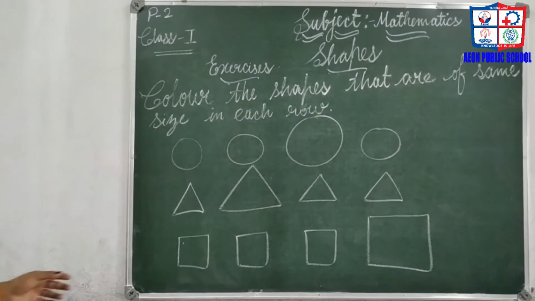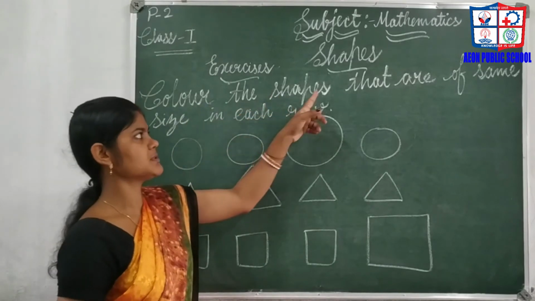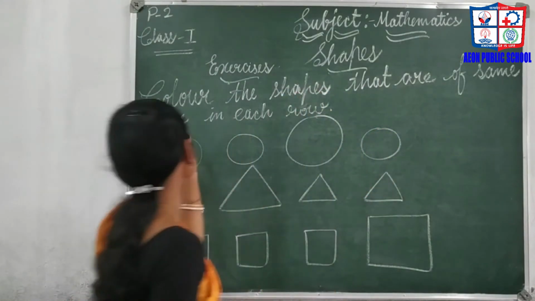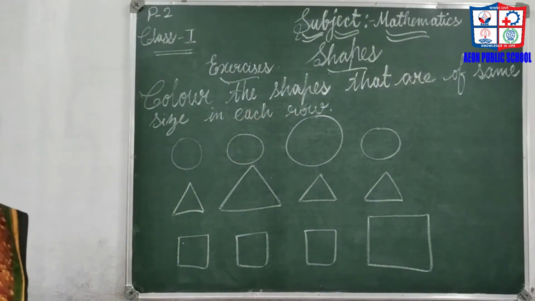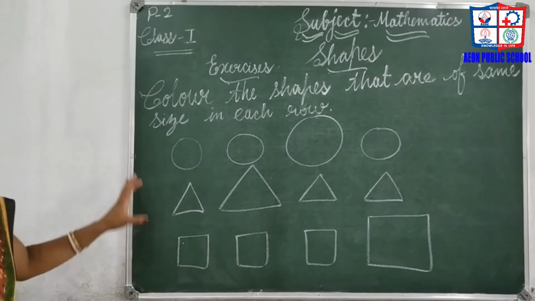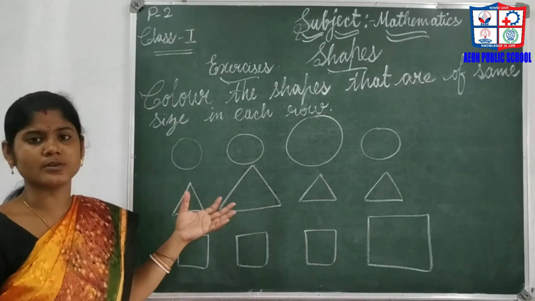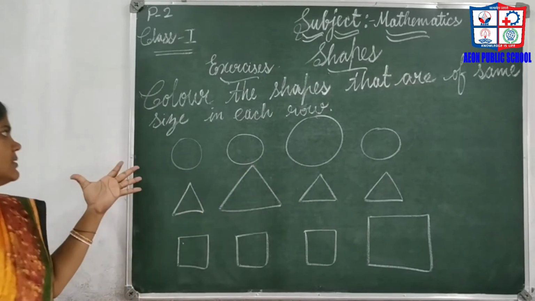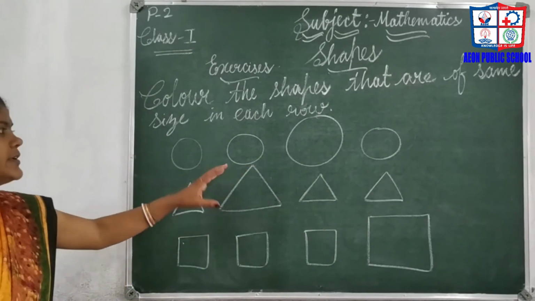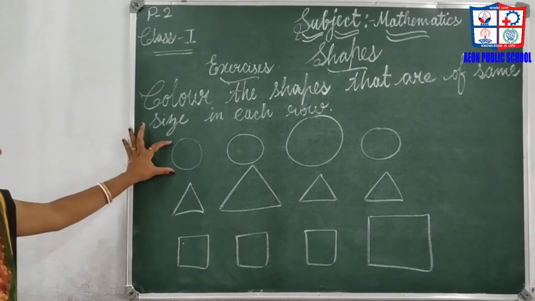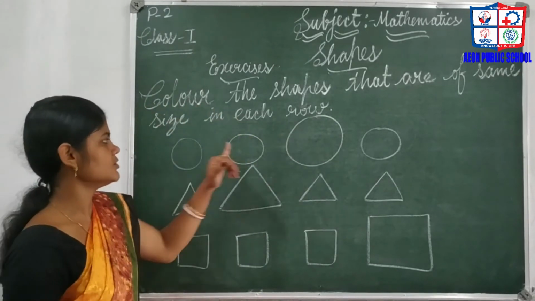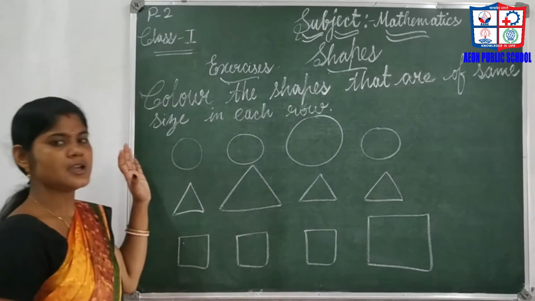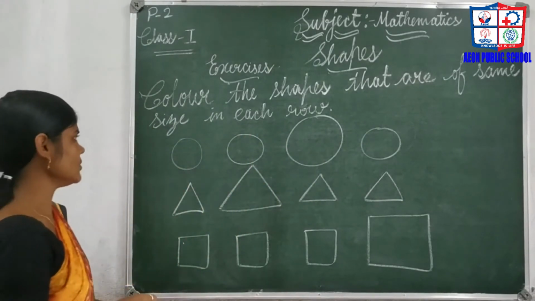Here, this is the next exercise. Color the shapes that are of the same size in each row. So here 3 rows are there. In each row, what the question asked is, the same size you have to color with colors. And the different one is left over. So in this one, how many are there? 1, 2, 3. These are the 3 same size. So you have to color it.